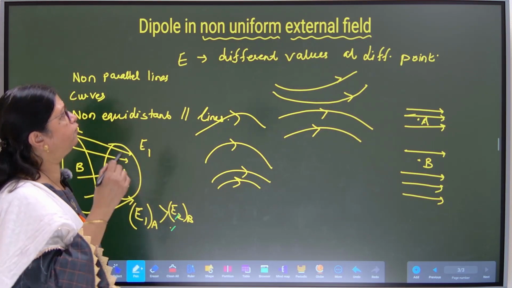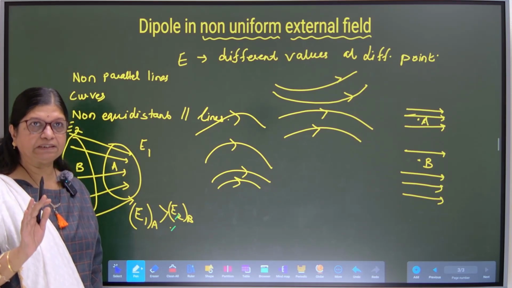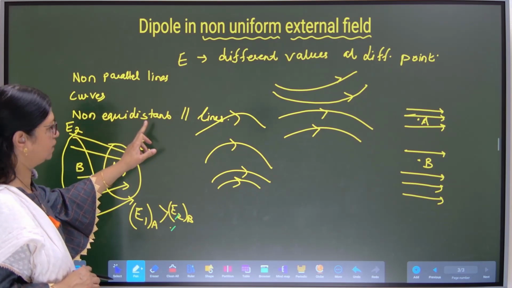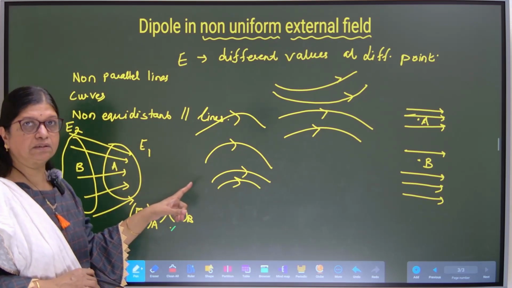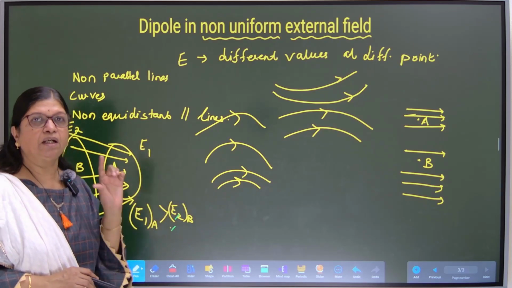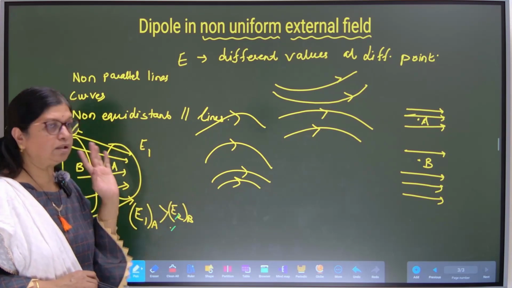So for a non-uniform external electric field, we have to understand that it is represented by non-parallel lines, by curves, or by non-equidistant parallel lines, and the density of the lines is not the same at all the places of the surface. These all points we have to remember, they can be represented by curves also.